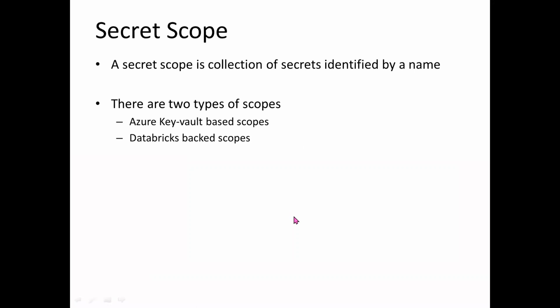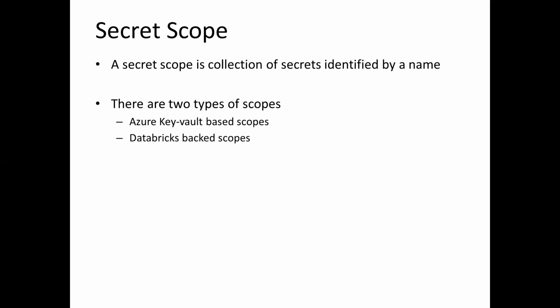So secret scope is nothing but a collection of secrets identified by a name, right? So when you say secrets, what are the secrets? It could be anything like passwords, account keys, anything that could be confidential or more user specific. They are called secrets. And it's very important and related to security, and we don't want to mess it up, right?